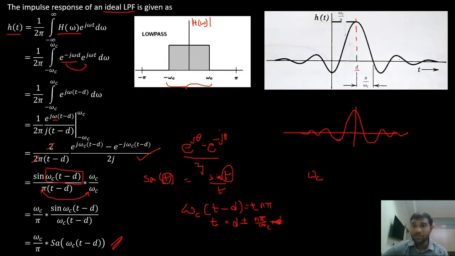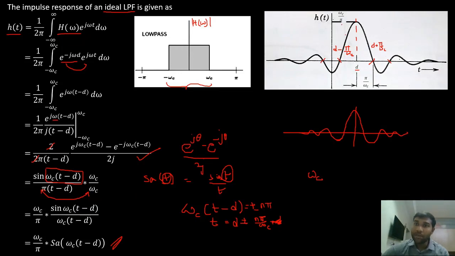So when n is equal to 1, what is my first crossing here? My first crossing is when n is equal to 1: d plus pi by omega c, right? This point is d plus pi by omega c. And similarly, this point is when n is equal to minus 1, that is d minus pi by omega c, right? So this is my sampling function. You can find out 2 or 3 zero crossings and leave.